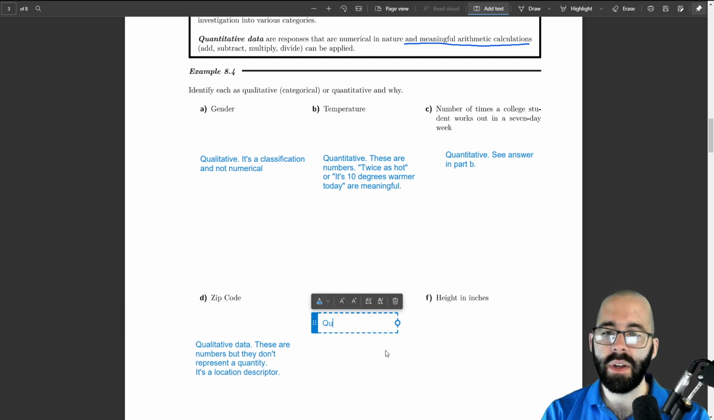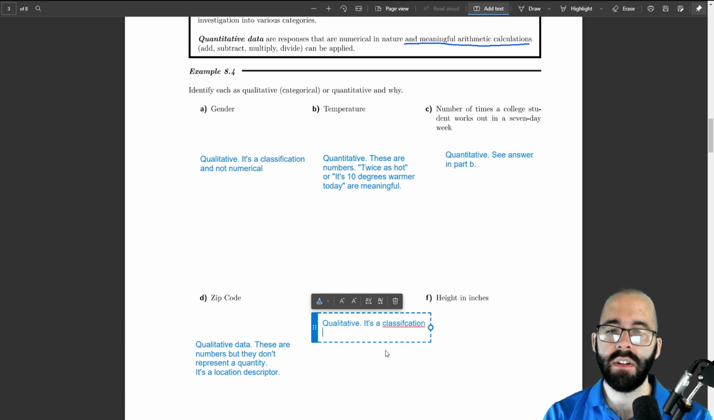Hair color is going to be qualitative. A classification, not numerical. How much would it bother all of you guys if I just left that typo in? I'll fix it.